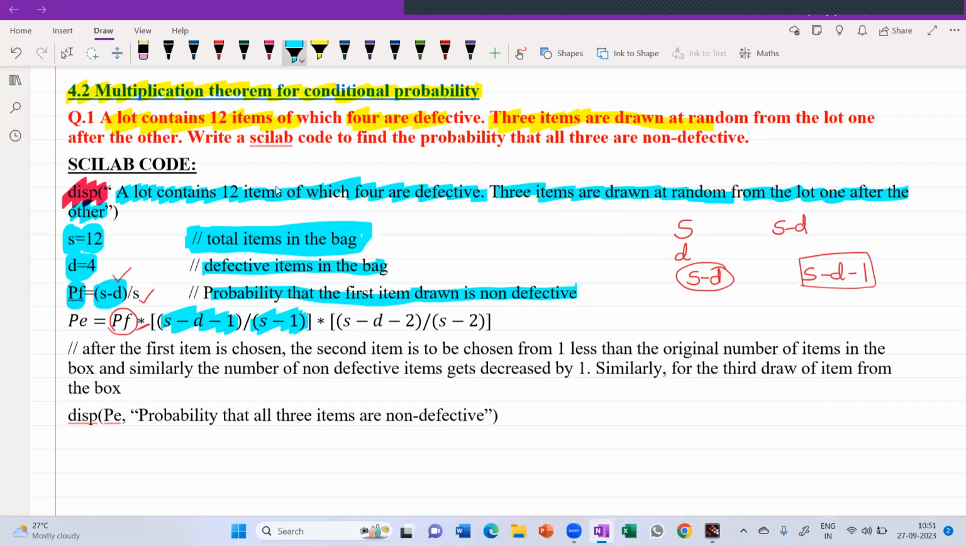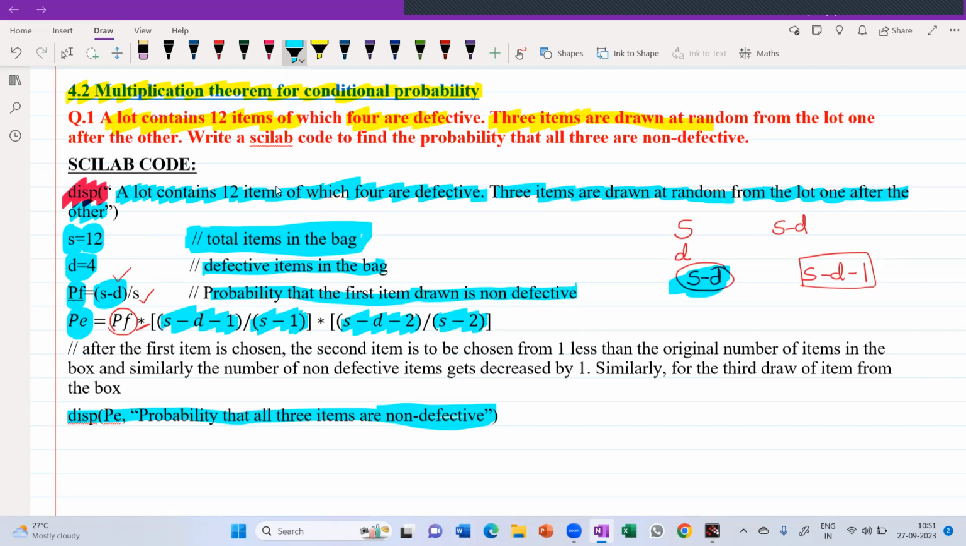Now we have removed 2 items. So how many non-defective items are left with us? S minus D minus 2, because total non-defective items were S minus D, and since we have removed 2 items, we are left with S minus D minus 2 items upon S minus 2. So this we have stored in a variable PE, and in the next line we are displaying the value of that variable. What does this variable stand for? Probability that all 3 items are non-defective.